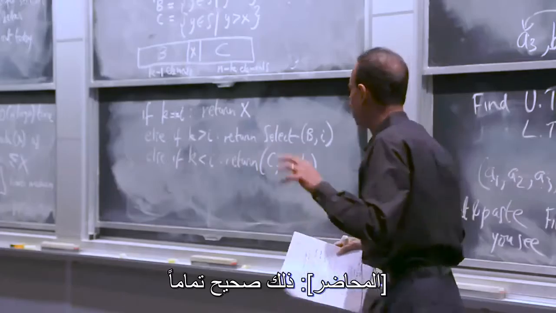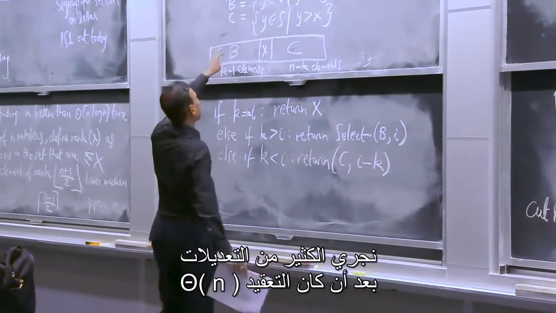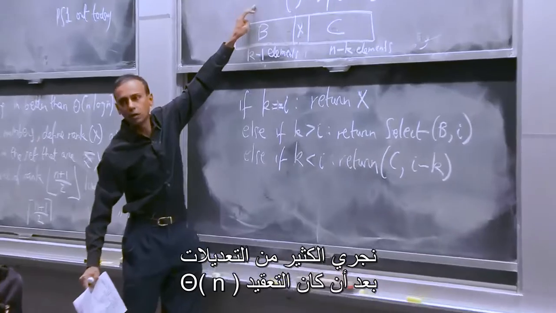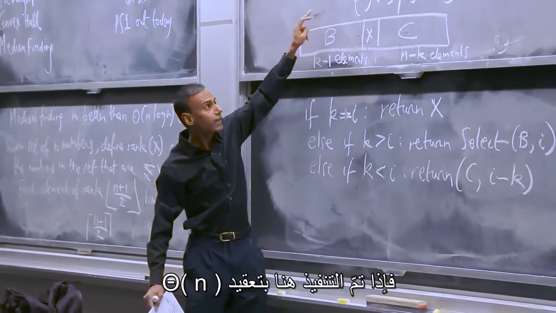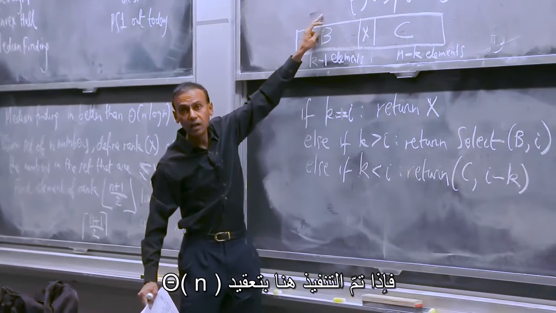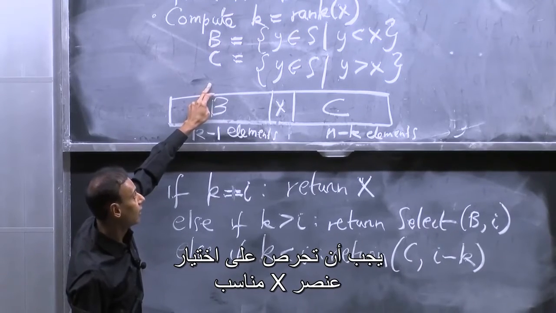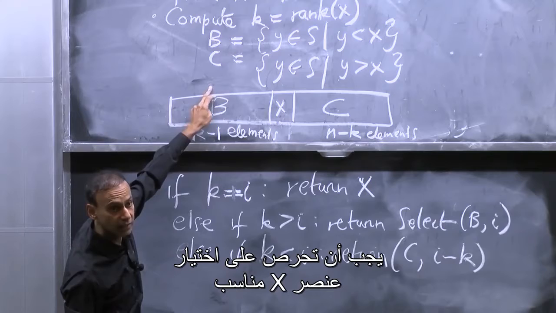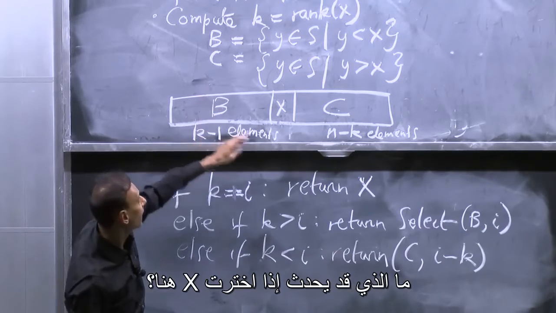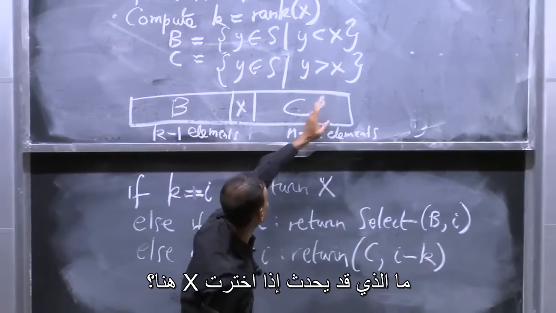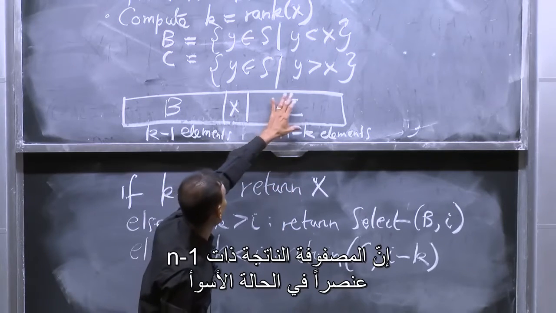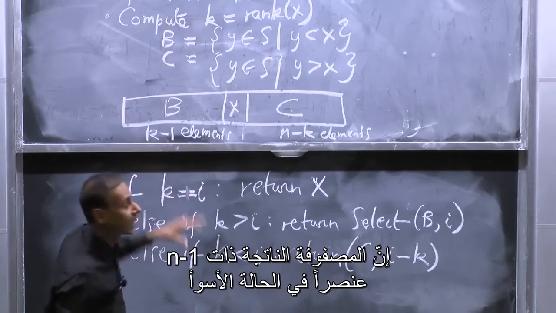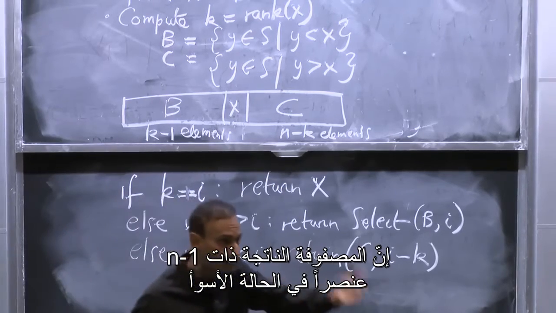Exactly right. What happens here is that you're doing a bunch of work here, this is theta n work. Given that you're doing theta n work here, you have to be really careful as to how you pick the x element. What might happen is that you end up picking the x over here, and given the particular rank you're looking for, you're left with a large array that has n minus 1 elements in the worst case.